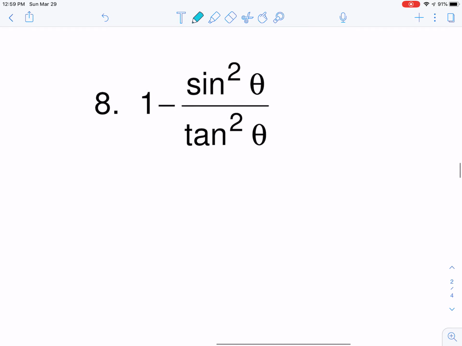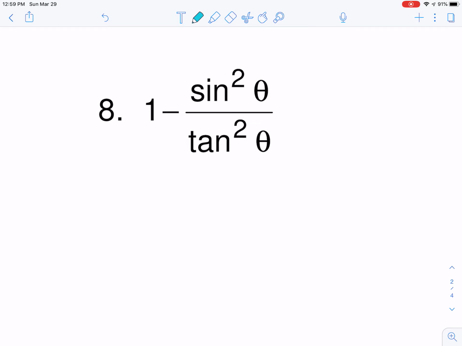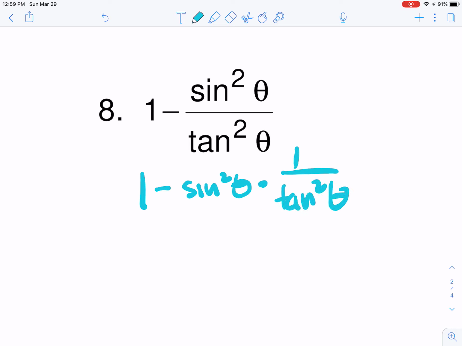All right, ooh, this one scares me. I don't like how complicated this whole fraction looks. Yowza. Well, let's try to simplify it. Okay, this is a division sign, and division turns into multiplying by the reciprocal. So this could be written as 1 minus sine squared theta times 1 over tangent squared theta. Does everyone agree? Division is the same as multiplying by the reciprocal, okay?